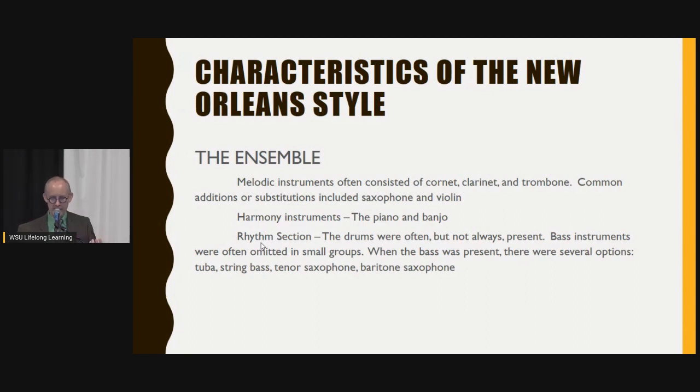So I've also written on this sheet some substitutions that you would often see. The saxophone was not near as popular in early jazz as it is now, but you would sometimes find it. When there was bass present, it was often played by the tuba. String bass, not so much. I have some pretty cool recordings of some New Orleans jazz bands that were using string bass in the mid-20s, but not a whole lot.